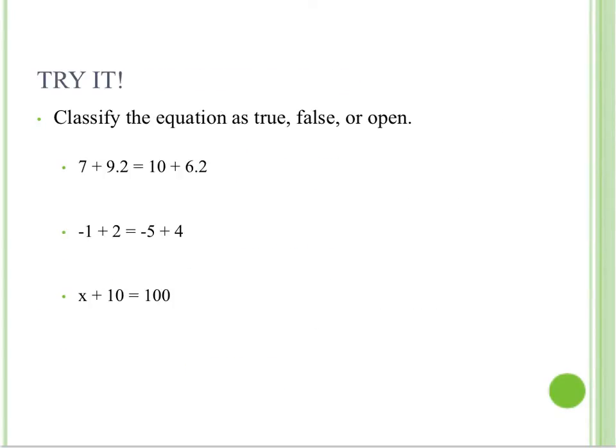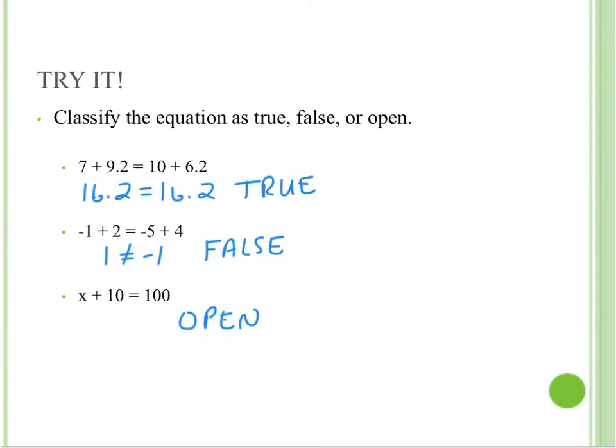Please take a moment, pause the video, and look at each of these. You do not have to put them in your notes, but see if you can tell which one is true, which one is false, and which one is open. Well, how did you do? If you did not get these correct, back up a slide and rewatch the previous slide.